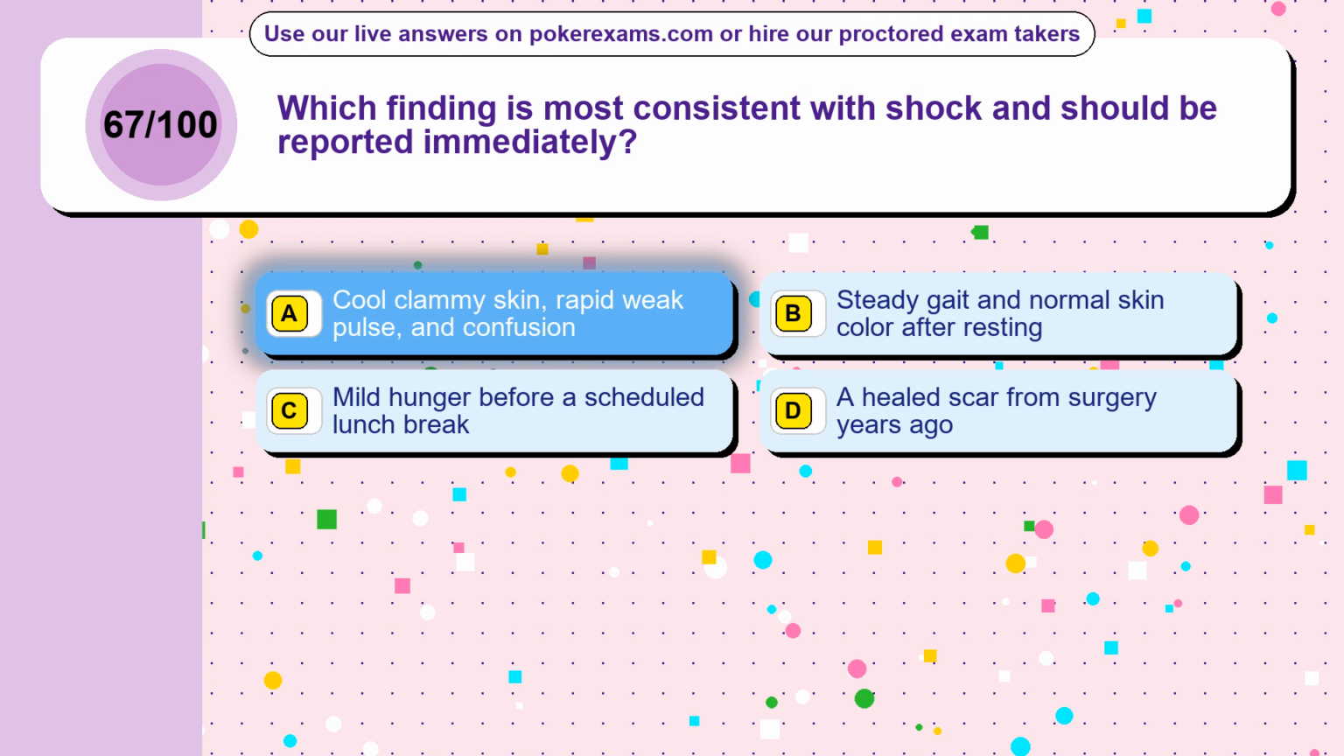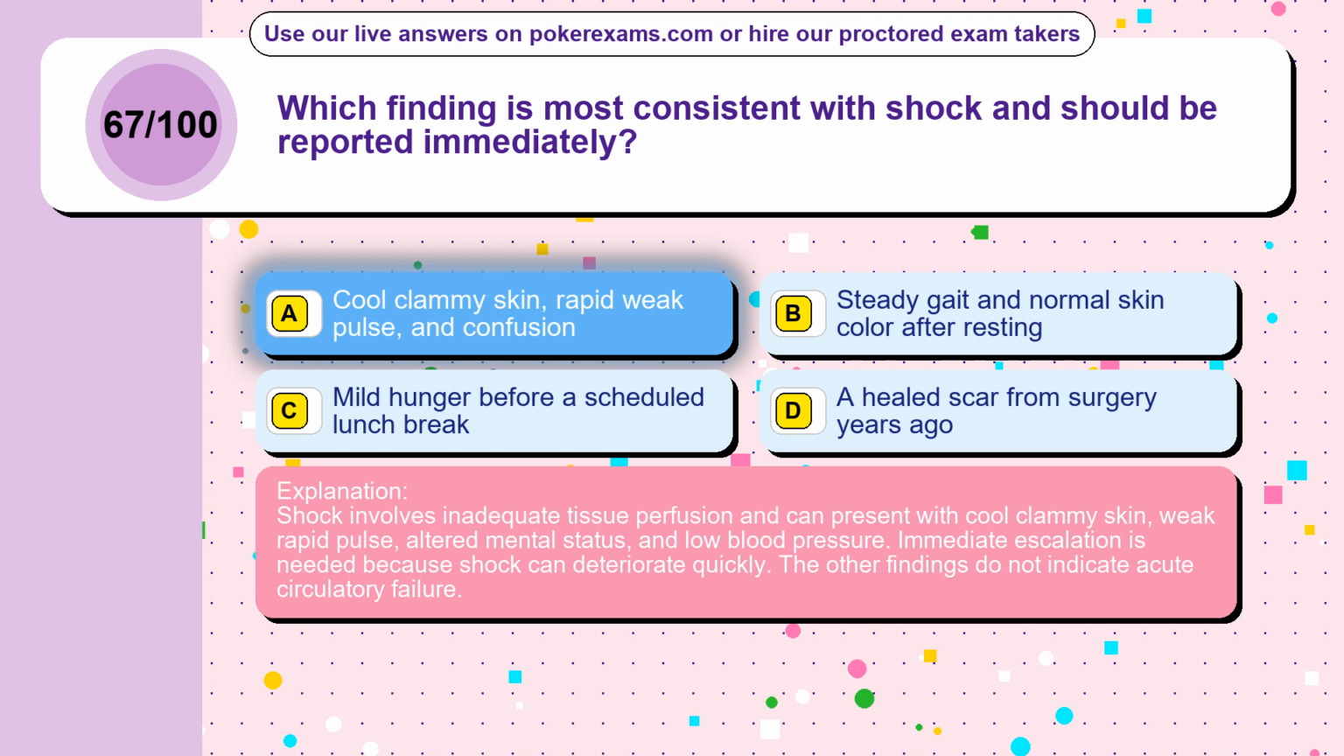The correct answer is option A. Cool clammy skin, rapid weak pulse, and confusion. Shock involves inadequate tissue perfusion and can present with cool clammy skin, weak rapid pulse, altered mental status, and low blood pressure. Immediate escalation is needed because shock can deteriorate quickly. The other findings do not indicate acute circulatory failure.